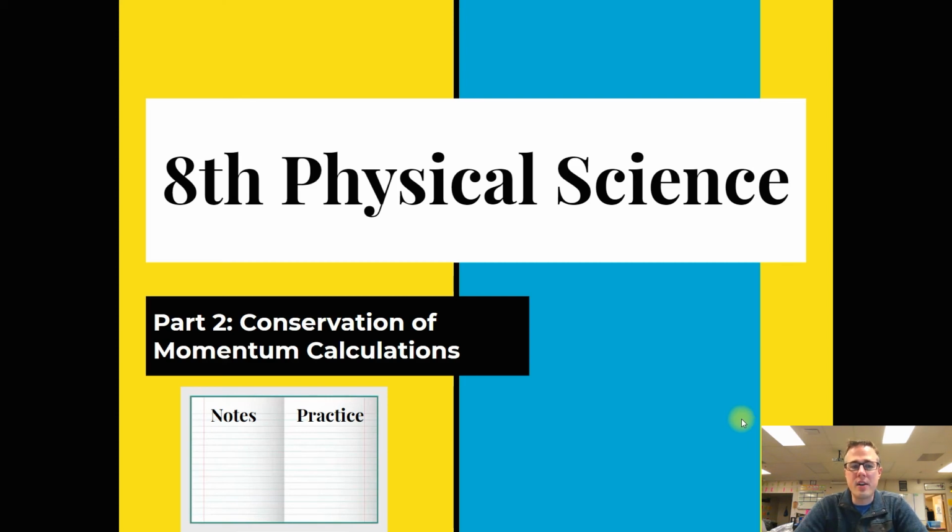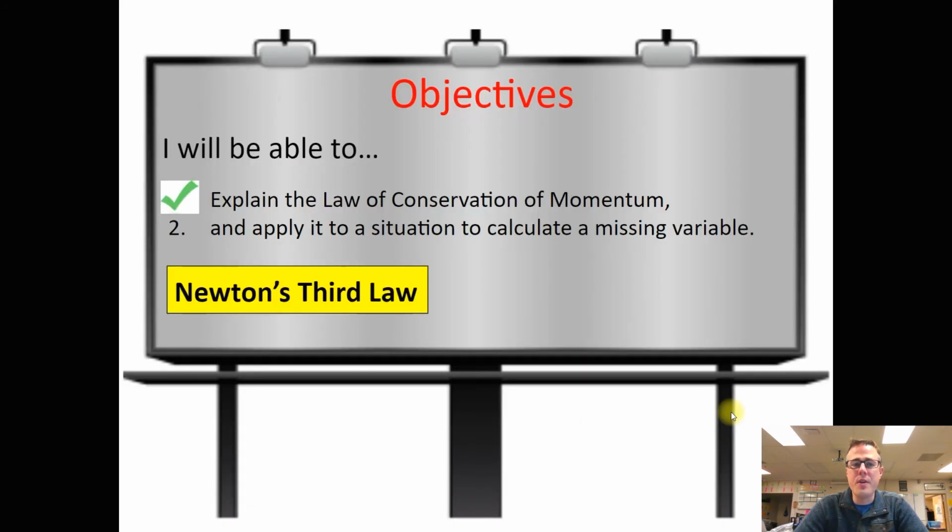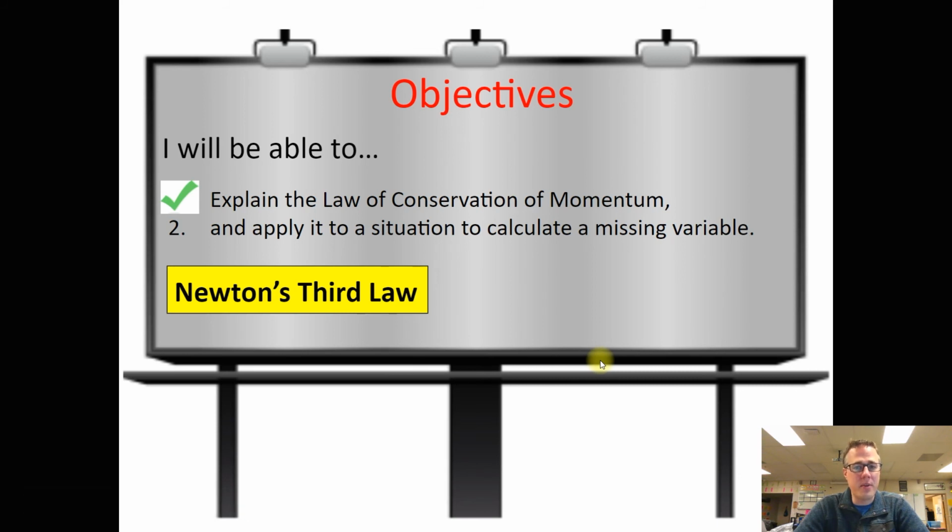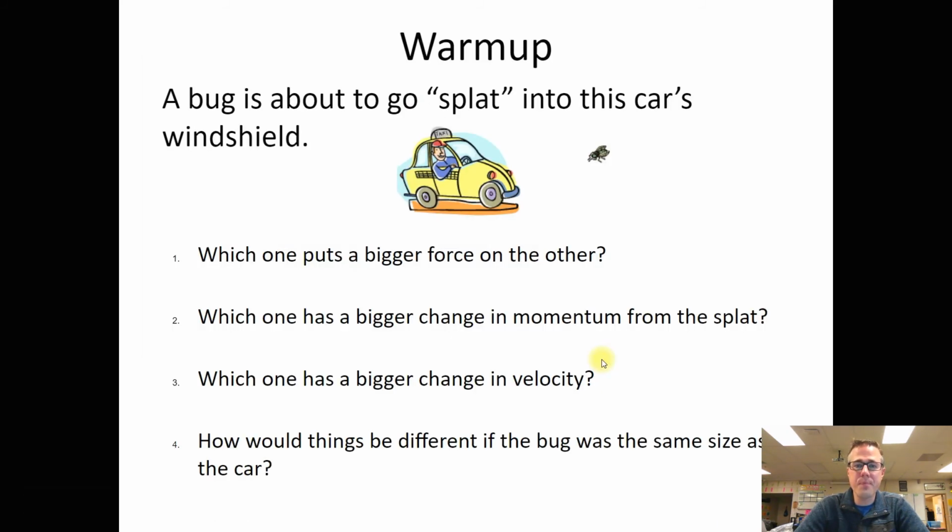Make sure that you put a title on there that says Part 2, Conservation of Momentum Calculations, so that you can find your work later when you need it for the assessment. To show you the objectives again, from last lesson we crossed off the first part of this. At this point, if you have finished the last one, you are able to explain the law of conservation of momentum, and now it is time to apply it to a situation and calculate. But it's the same concept, the same idea is going to be taking place. It's all about Newton's third law.